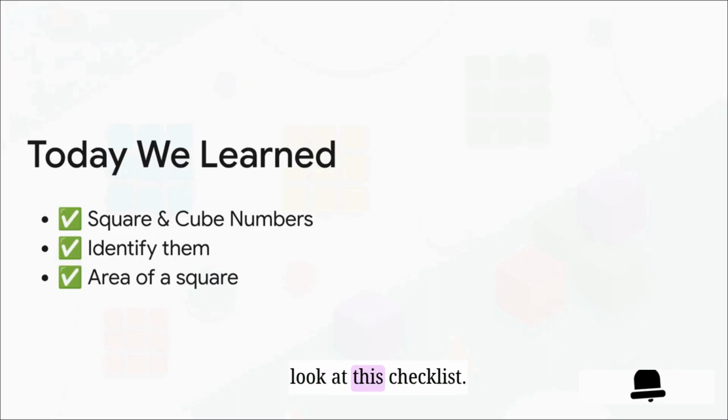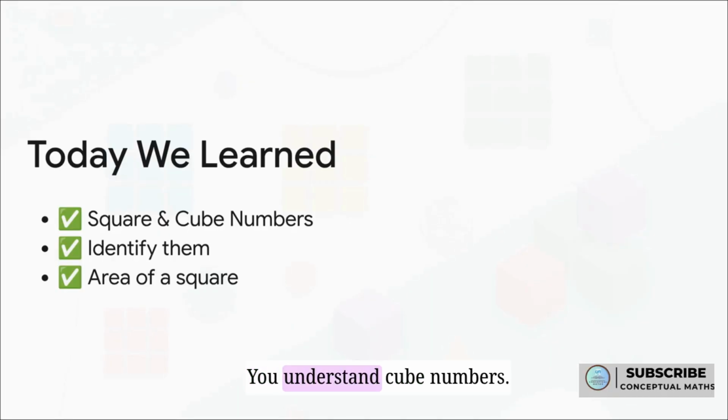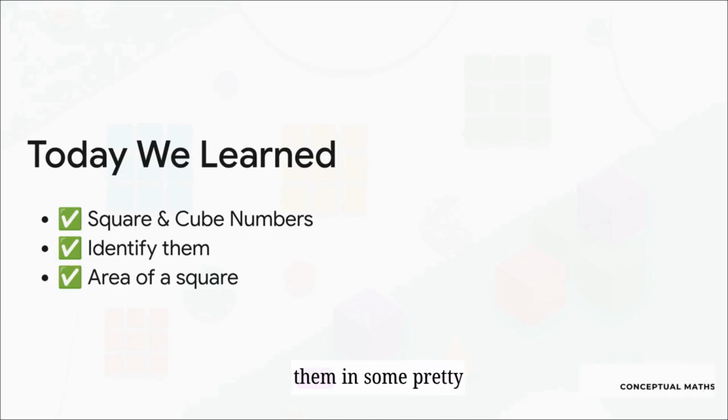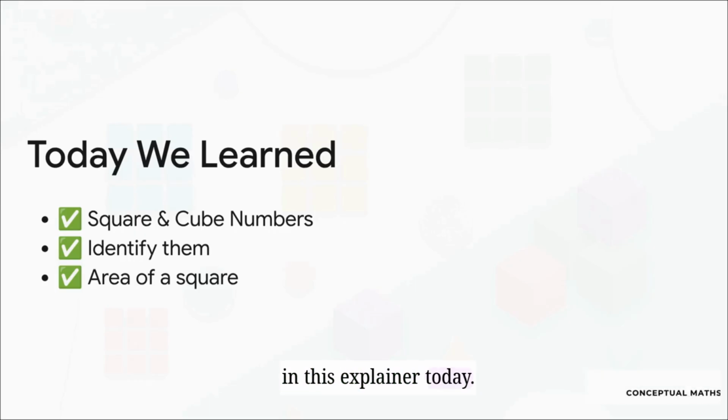Take a second and look at this checklist. You did it! You now understand square numbers, you understand cube numbers, you successfully identified them in some pretty tricky lists, and you even used them to calculate the area of a square. You should be really, really proud of the leveling up you accomplished in this explainer today.